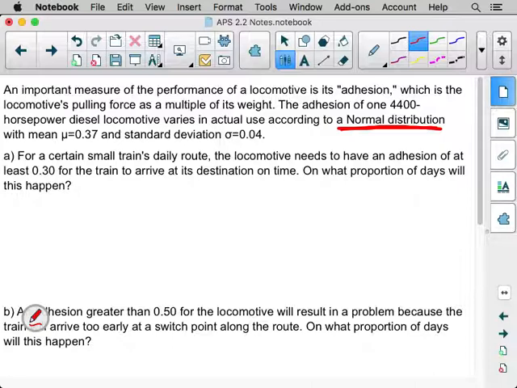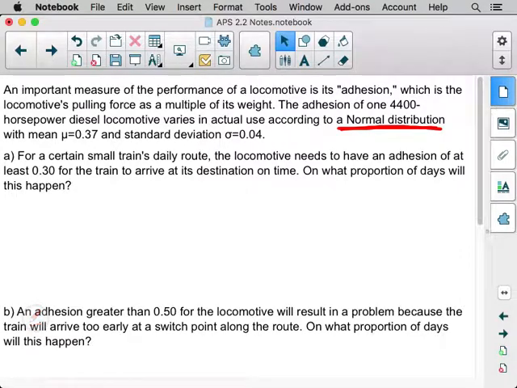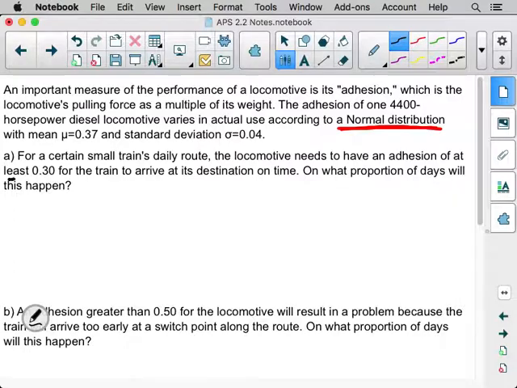So for a certain small train's daily route, the locomotive needs to have an adhesion of at least 0.3 for the train to arrive at its destination on time. At what proportion of days will this happen? All right, so this 0.3 that they gave us, isn't that a particular observation we're talking about? And we want to know what proportion of days will this happen on, right? What proportion of days do we need at least an adhesion of 0.3?